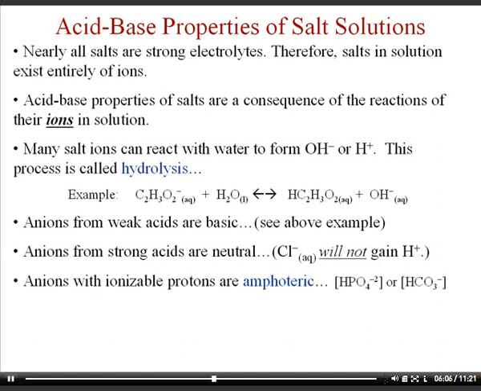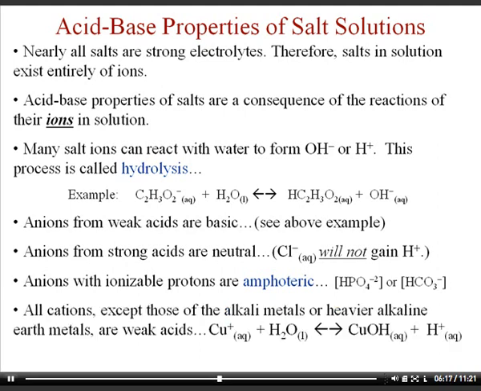Now, there are some ions that are amphoteric, and again, we've seen this before. We have a hydrogen in the front that could be lost, but it has a negative charge, so it could actually gain some hydrogens as well. So they're amphoteric.